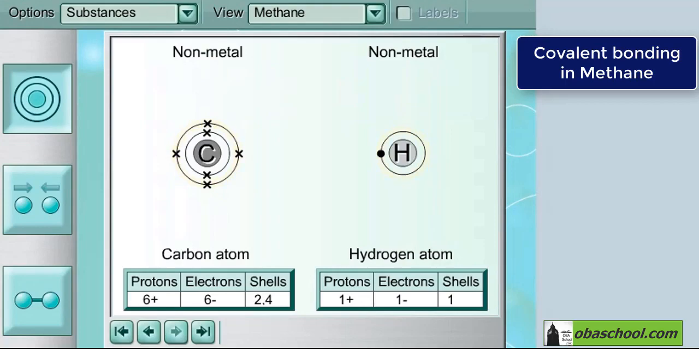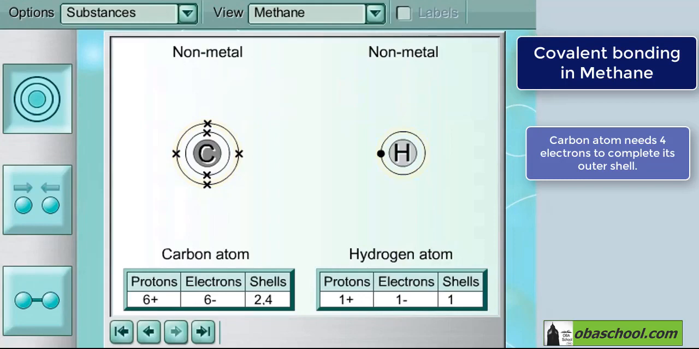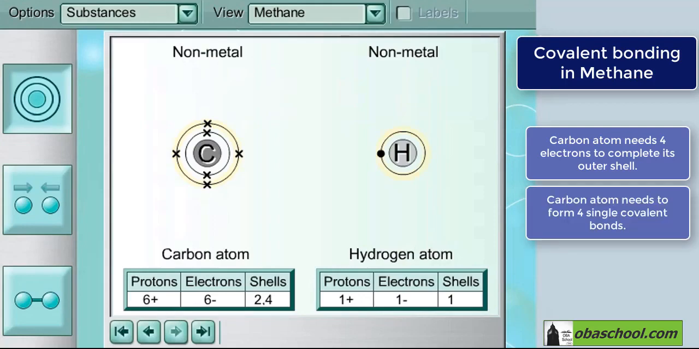Completing its outer shell means that carbon should have 8 electrons in its outer shell. Well, it has 4, so it needs 4 more electrons to complete its outer shell and have 8 electrons. And to do that, it needs to form covalent bonds. How many bonds will it need to form to achieve this? Just like the number of electrons it needs, carbon needs 4 single covalent bonds to complete its outer shell.